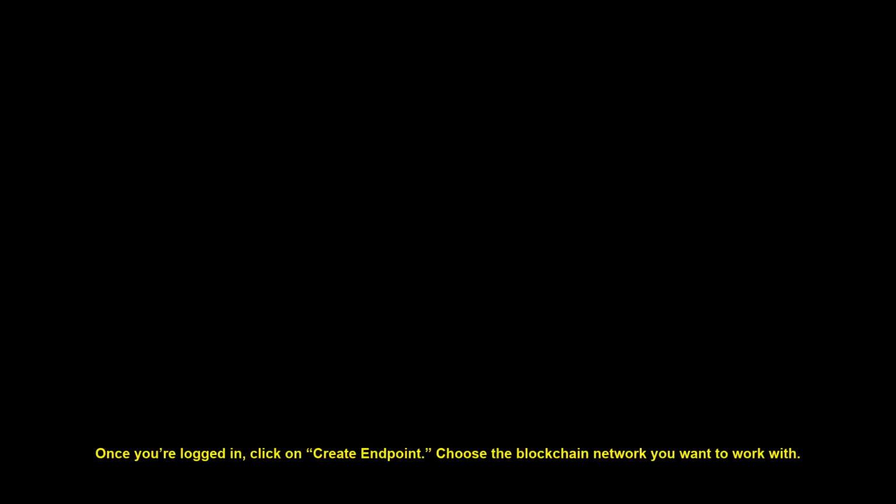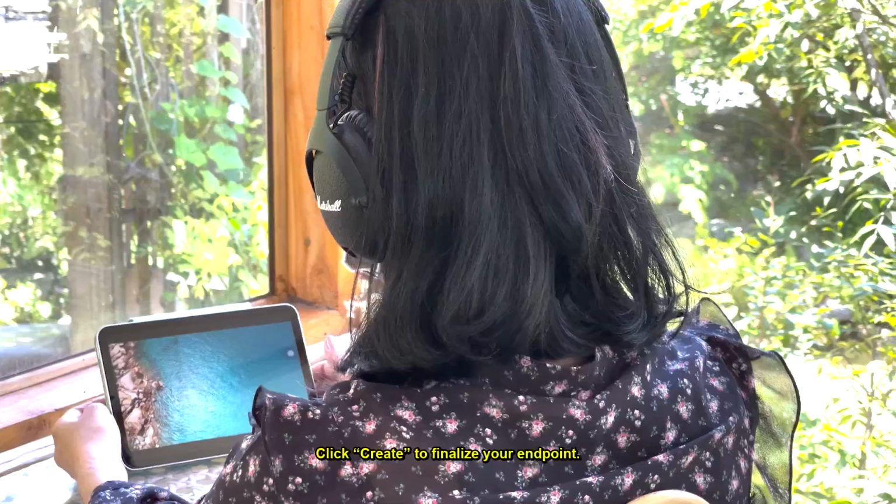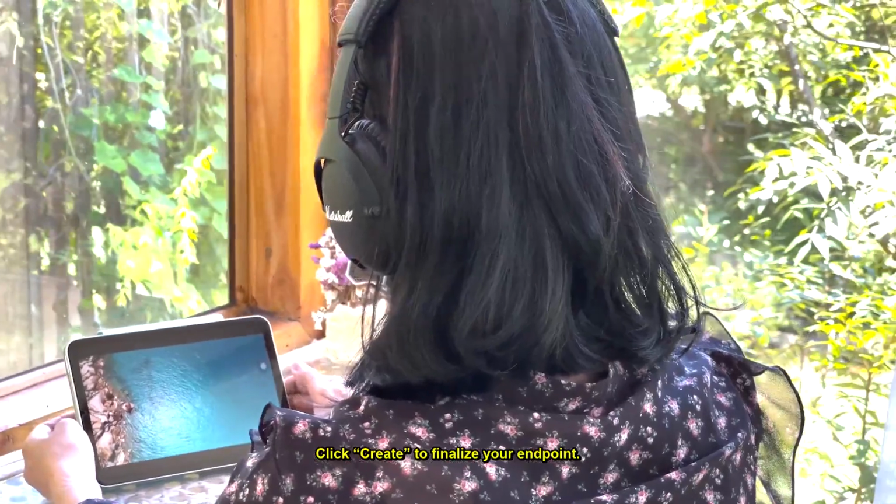Choose the blockchain network you want to work with. Select the API type you prefer. Give your endpoint a recognizable name for easy identification. Review the default settings and make adjustments if necessary. Click Create to finalize your endpoint.